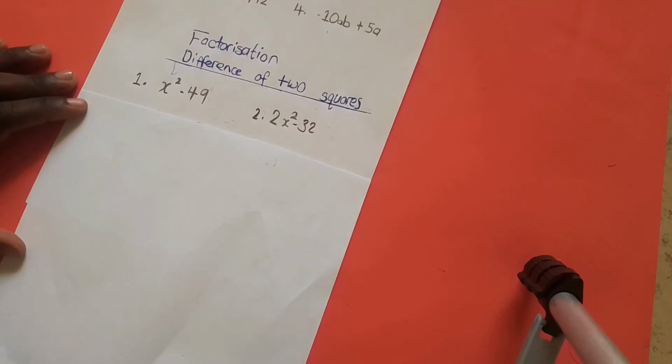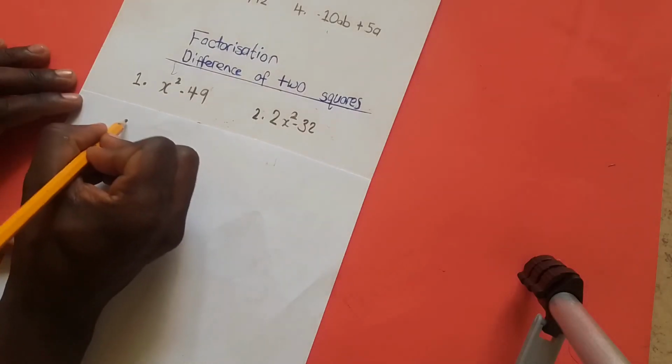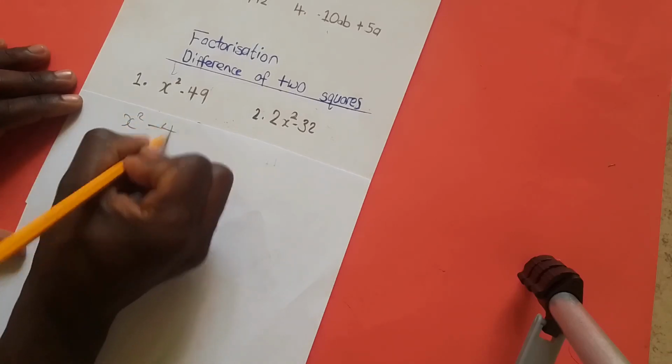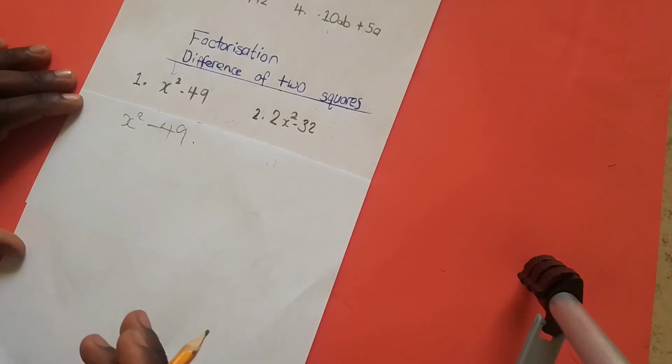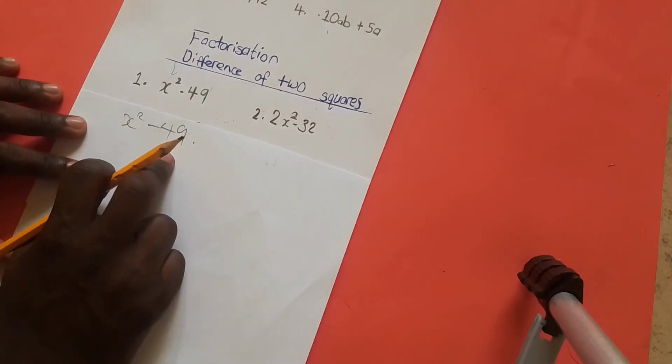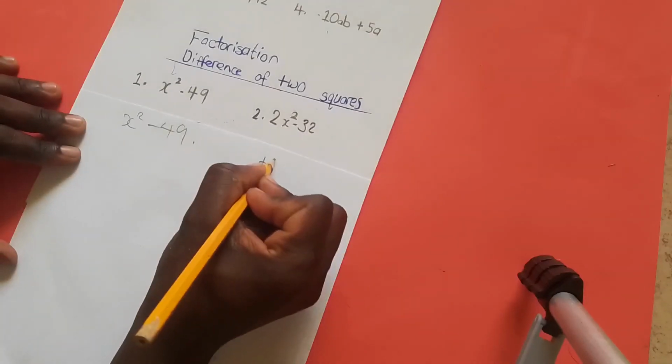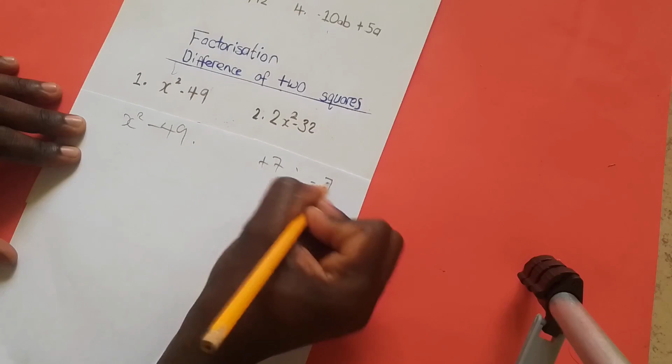Okay, so factorization, difference of two squares, is a very simple concept, right? So the first question is saying x squared minus 49. I want to show you the trick here: the fast solution, the end game. What is the square root of 49? The square root of 49 is positive or negative 7.